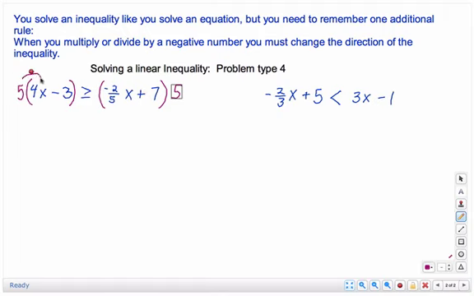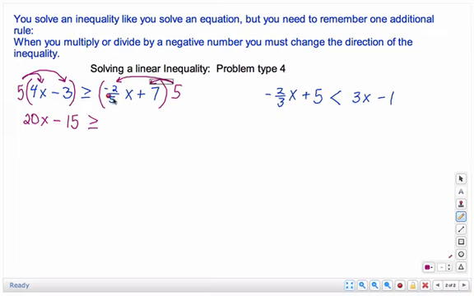You need to distribute the 5 into both terms here. You have 5 times 4x, that gives you 20x, minus 5 times 3, which is 15. This is greater than or equal to. Now you're going to take this 5 and distribute it through here.